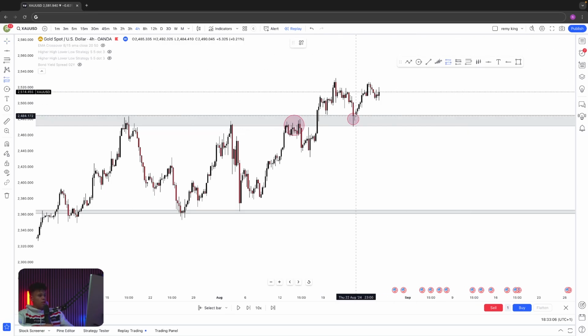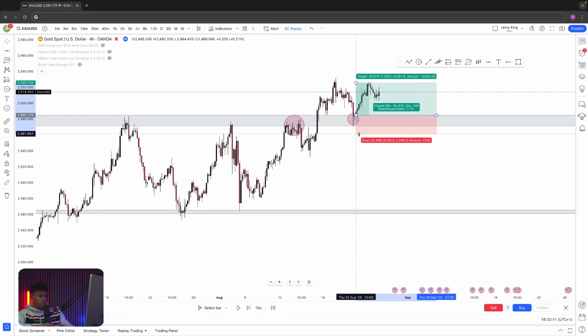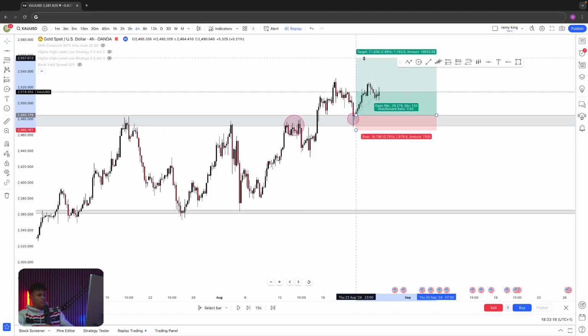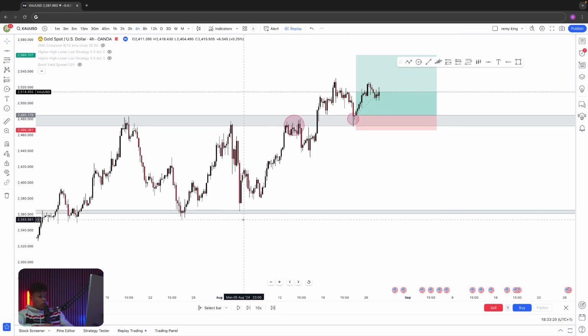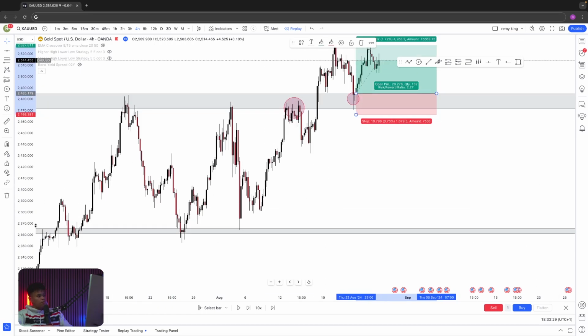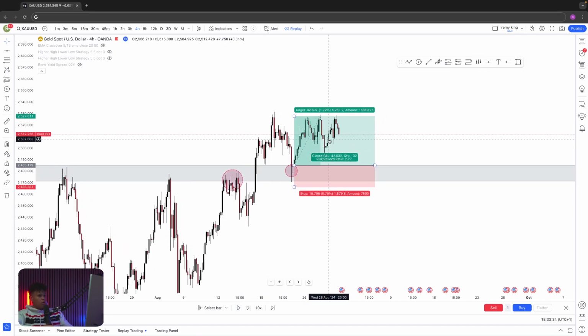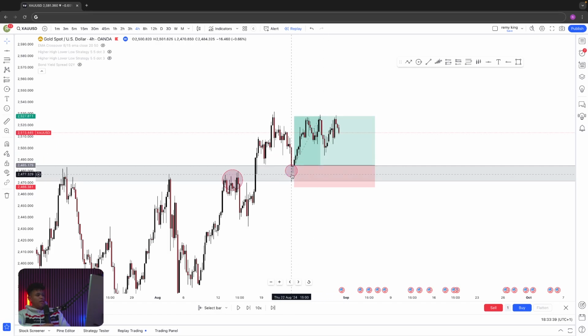Boom, we can enter right here, place our stop loss around this area a little bit below the wick so we don't get stopped out, and let the trade run all the way until you want to get out of the trade. In this case, let's say around this area right around here. Boom, and as you guys can see, we perfectly hit our take profit zone based off of this concept.